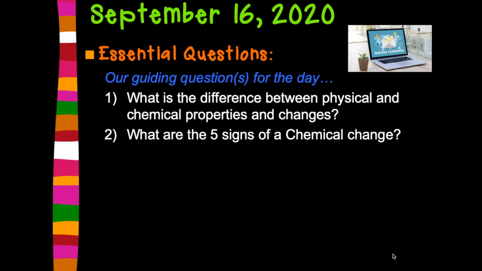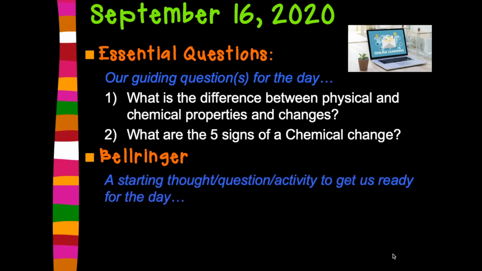And then the other part of today's notes, which will include some fun demos, is what are the 5 signs of a chemical change? For your bell ringer, though, we're going to do a quick little review. Sometimes it's nice for the bell ringer to kind of go back and think about the stuff we've been doing before we start something new.